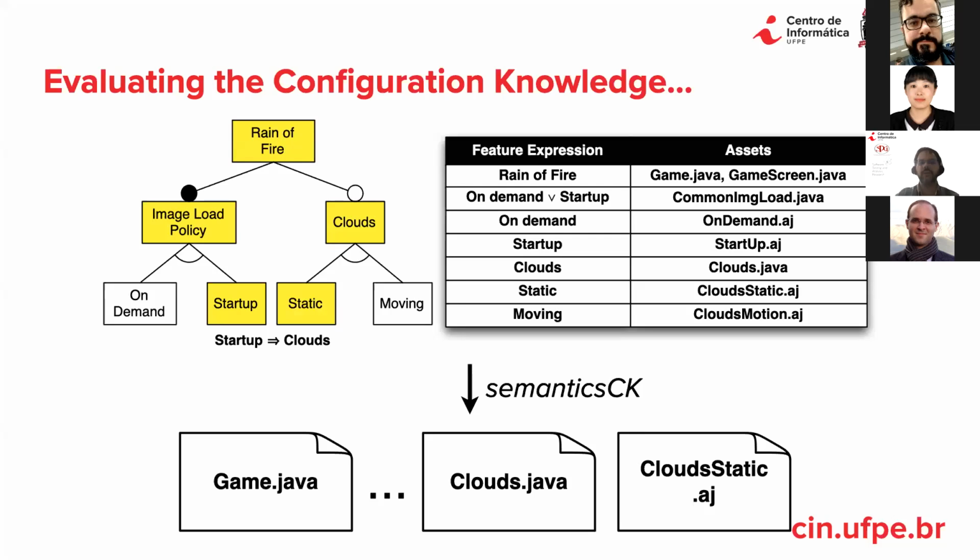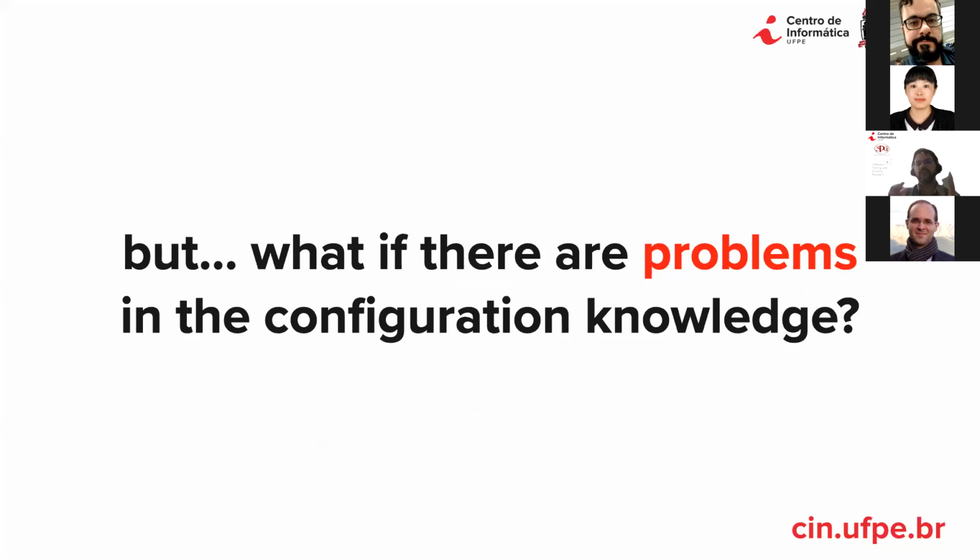So these 3 models, these 3 elements, feature models, configuration knowledge, and assets, they constitute a product line, as we will see formally in a bit. And by means of selecting features, you evaluate this model and produce a set of assets. And this is essential for this automatic generation of software products in a product line. But what if you have problems in this model?